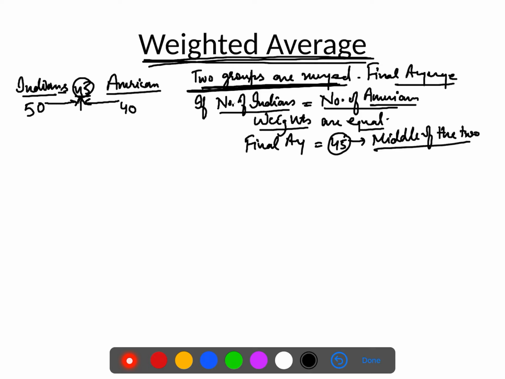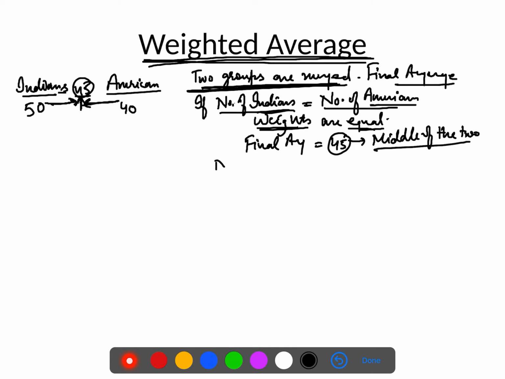Just imagine there is a weighing pan. If the weights are the same on both the pans, the final needle will be exactly in the middle. So if the weights are equal on both sides here, the final average will be the exact midpoint of the two values.